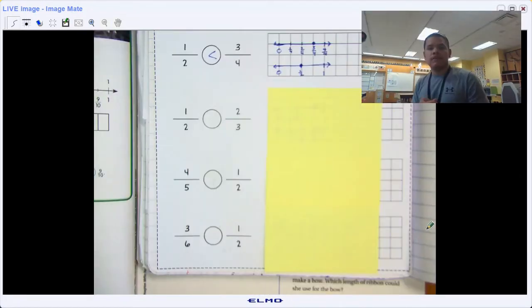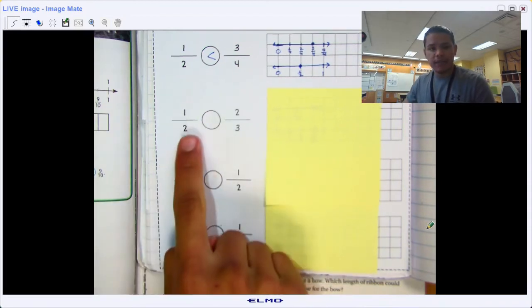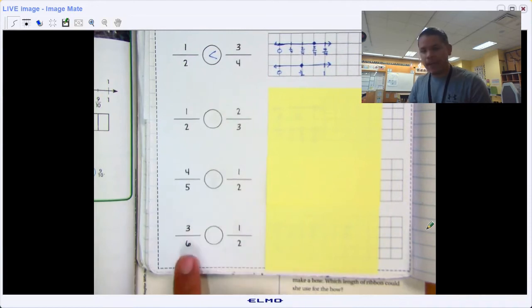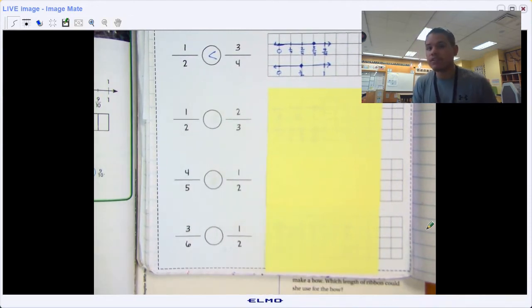Okay, fourth graders. So before we take a look at some examples in our GoMath workbook, I want you to try and compare 1/2 to 2/3, 4/5 to 1/2, and 3/6 to 1/2. Please go ahead, pause the video, give them a try on your own.